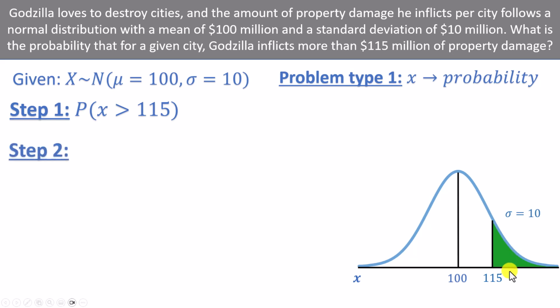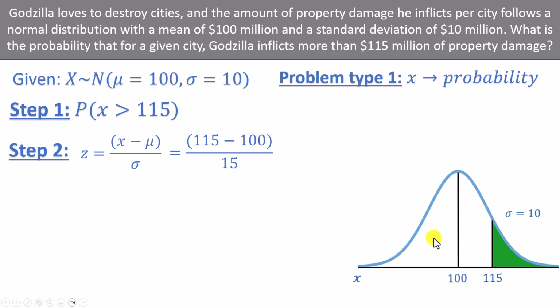Okay, step 2 is to go ahead and find the z-score. So here's the z-score formula. The z-score tells us to take the x value from our probability statement, subtract the mean, and then divide by the standard deviation. So we have all those numbers, so we can just plug into that formula. The 115 is the number from our probability statement.